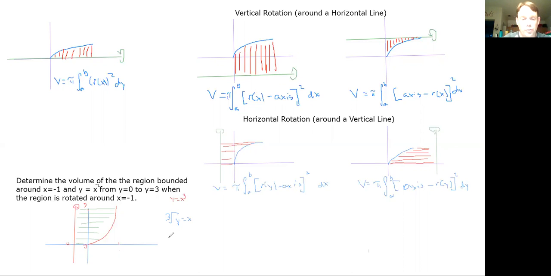Or in other words, y to the 1/3 equals x. So that means my volume, I'm going to go from 0 to 3. The function is bigger, so that comes first. So y to the 1/3 minus my axis. My axis is x equals -1, so y minus -1. And then I'm going to square it. Oh, forgot my pi.